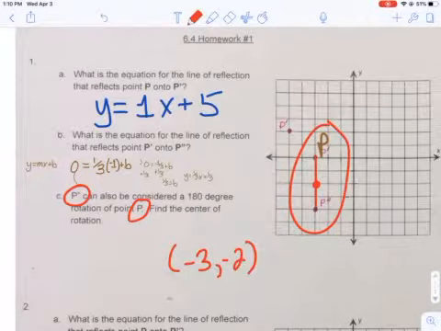And that's the easy thing here. When you're trying to find the point of rotation for a 180-degree turn, literally all you have to do is draw a line and then find the midpoint. That's it. It's nice and easy.